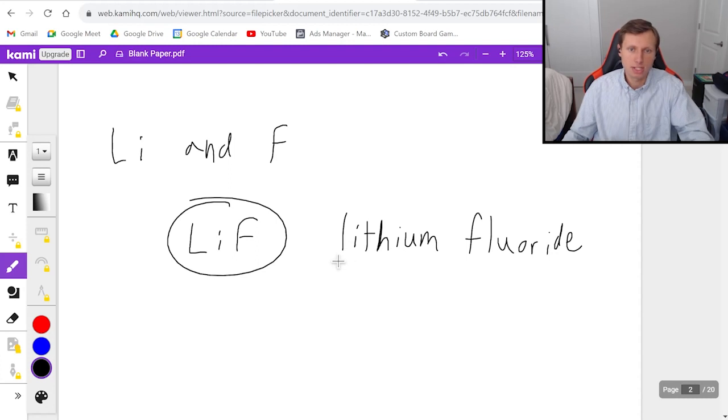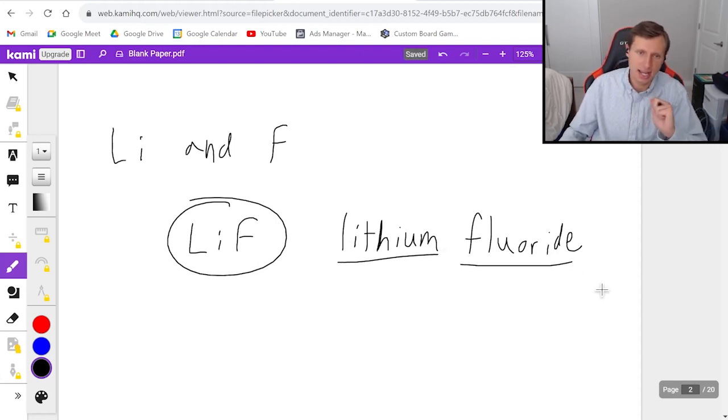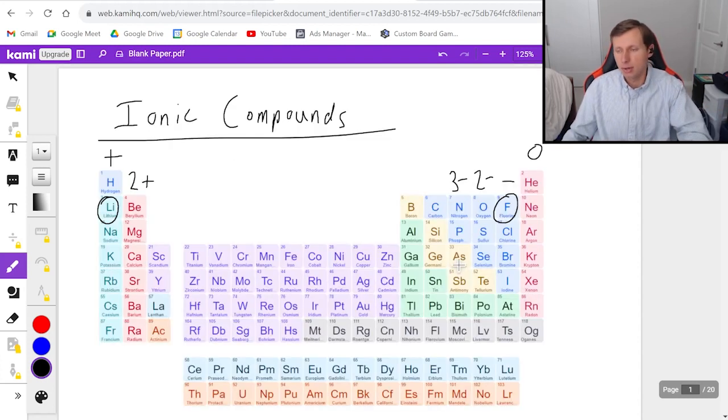You'll notice the first name stayed the same, but the second name always gets an IDE ending. I shouldn't say always, but most of the time it does. So remember, it used to be called fluorine, but now that it's an ionic compound, we call it fluoride. And so just looking at the periodic table real quick, that means we're going to have chlorine turn into chloride, bromine turn into bromide, sulfur turn into sulfide, and phosphorus turn into phosphide. There's just a bunch of examples like that.